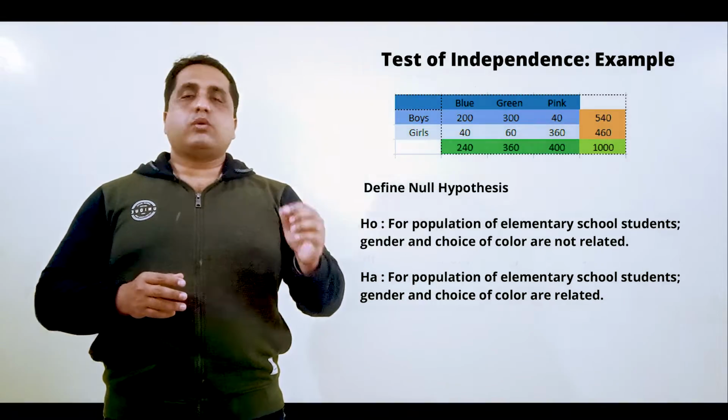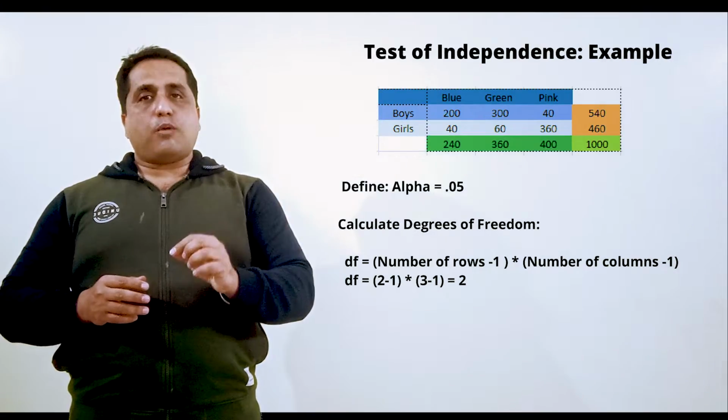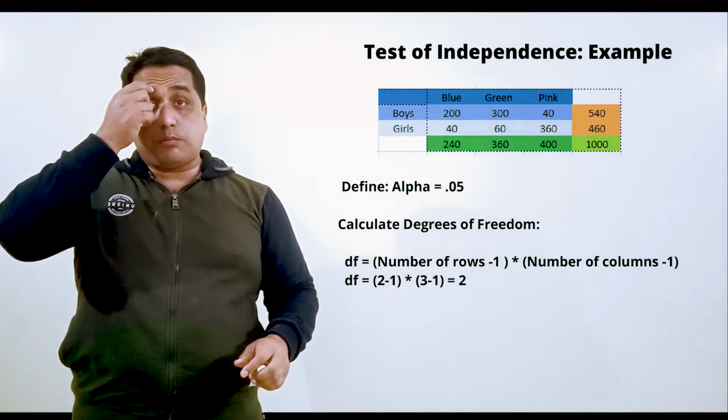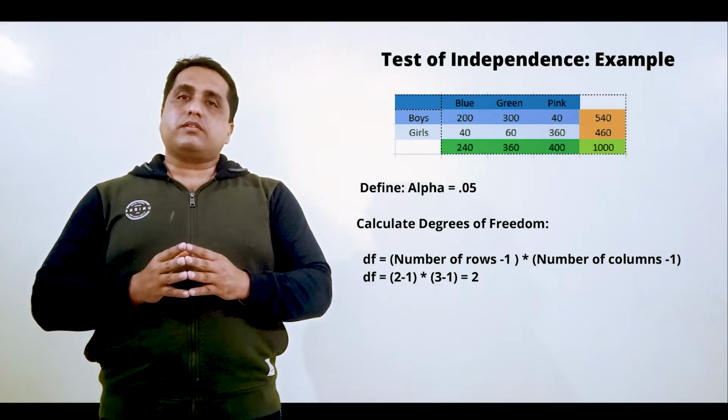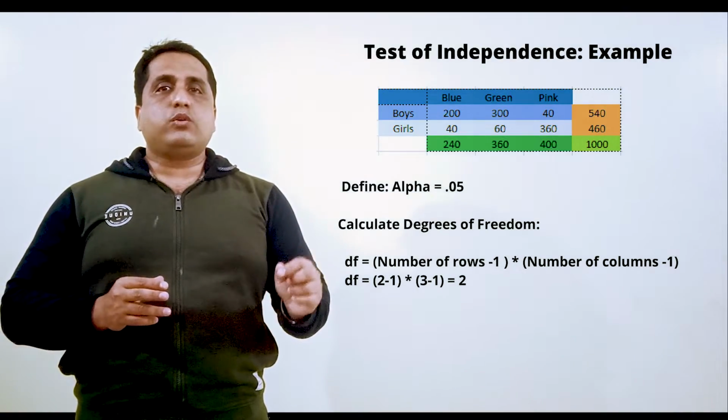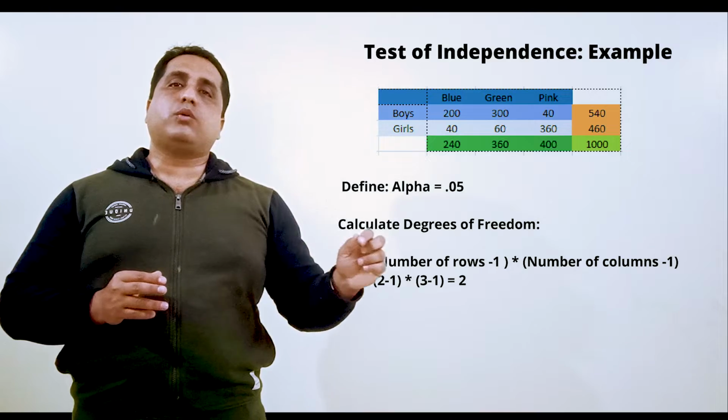The next is to calculate degrees of freedom. The formula to calculate degrees of freedom is equal to (number of rows minus 1) into (number of columns minus 1). So in our case, since we have 2 rows and 3 columns, it would be (2 minus 1) into (3 minus 1), which comes out to be equal to 2.